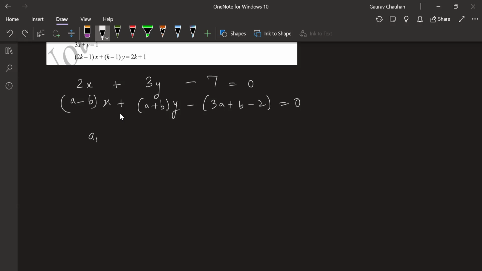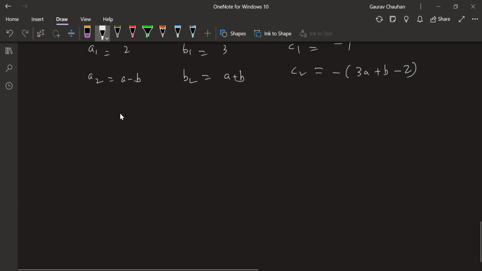A1, A2, B1, B2, C1, C2. A1 is 2, A2 is a minus b, the x coefficient. B1 is 3, B2 is a plus b, the y coefficient. C1 is minus 7, the constant term of the first equation. C2 is minus into 3a plus b minus 2. Okay with that?